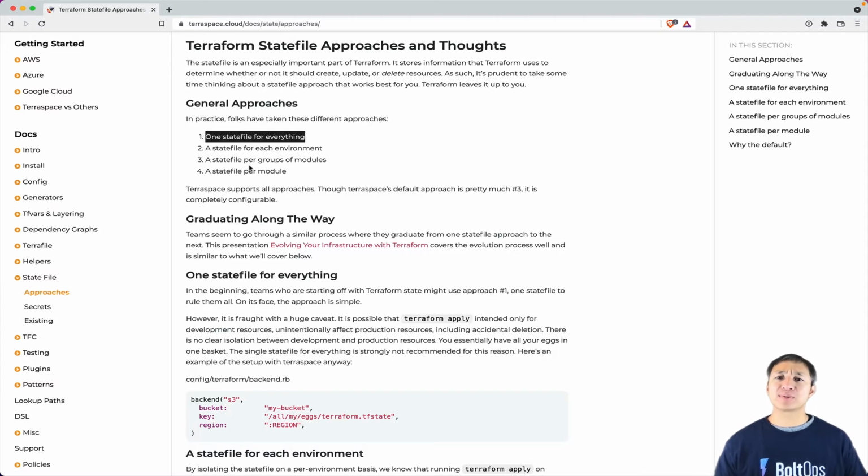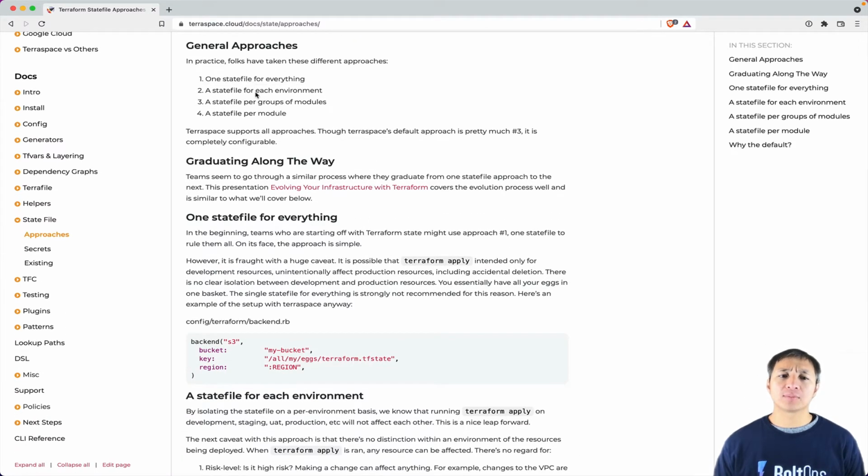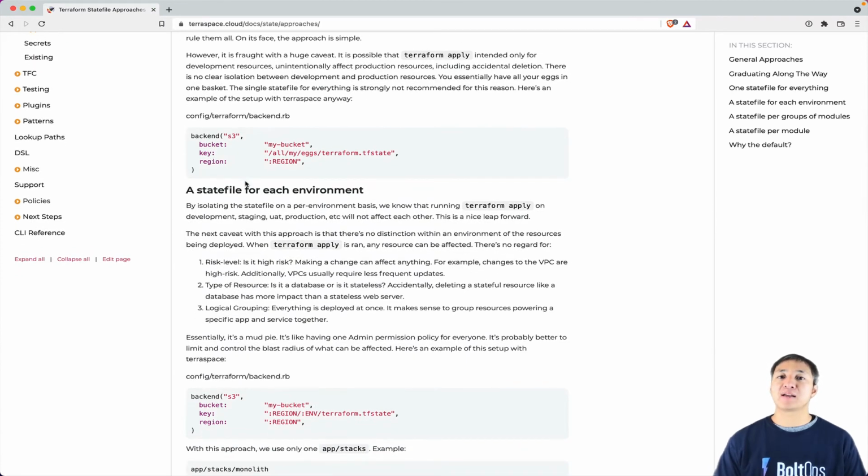So I think it's pretty obvious that you shouldn't put all your state information into one big old state file. What happens is people then evolve their approach to a state file for each environment, like a state file for development and a state file for production. Immediately we get a pretty big win: we separate production from development. You apply something on development, you cannot affect production. That's really a great win right there.